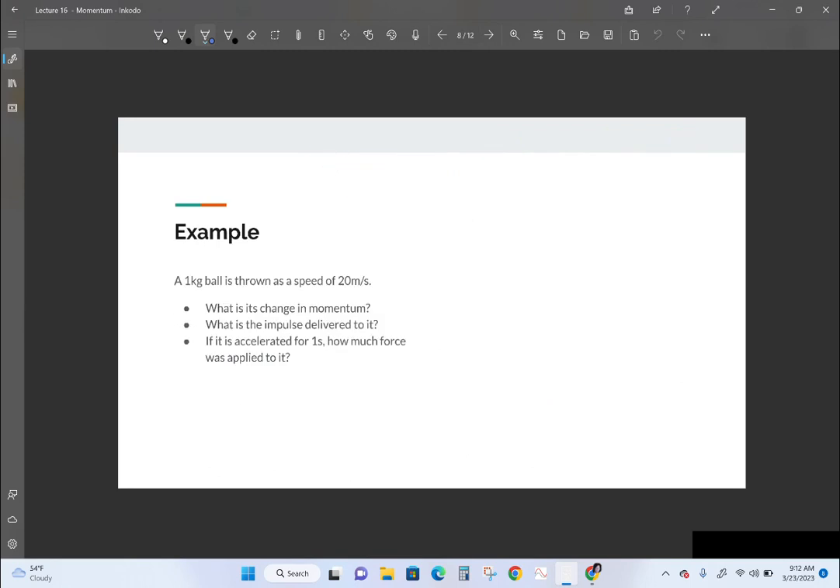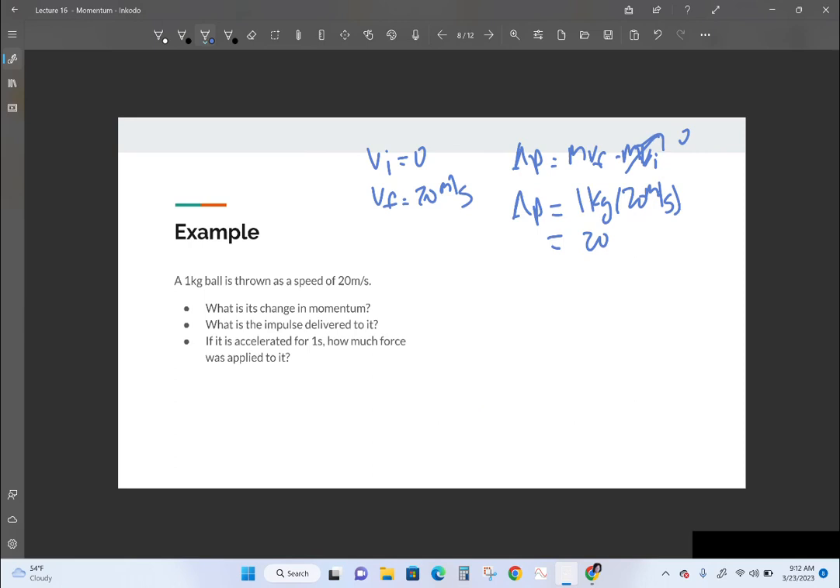So let's do another example. A ball is thrown at a speed of 20 meters per second. What is this change in momentum? Well, it starts out at 0 and it ends with 20 meters per second. So change in momentum is mvf minus mvi. Vi is 0, so this will be 0. So its change in momentum is simply 1 kilogram times 20 meters per second, or 20 kilograms meters per second.